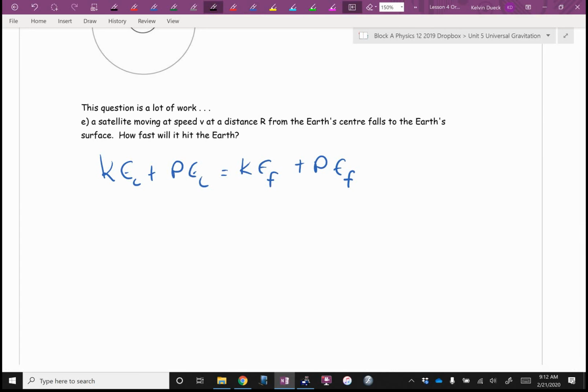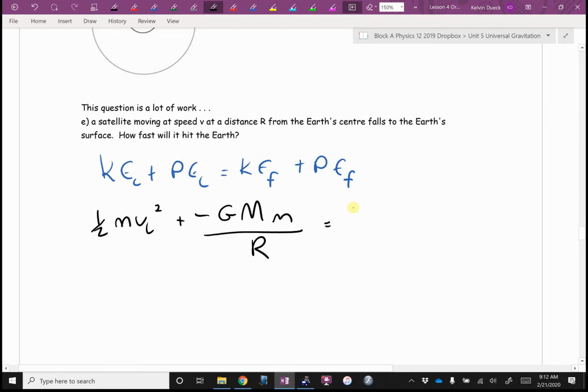This one is interesting because since you're starting up there, this time your initials are the ones in space. Your finals are going to be on the Earth's surface. So be very, very meticulous here, Sam. It's going to be a half m v initial squared plus negative big G, big M, little m over, I'll use capital R because that's what they used in the question, equals a half m v final squared plus negative big G, big M, little m over R Earth. That's where the 6.38 times 10 to the 6th will go.